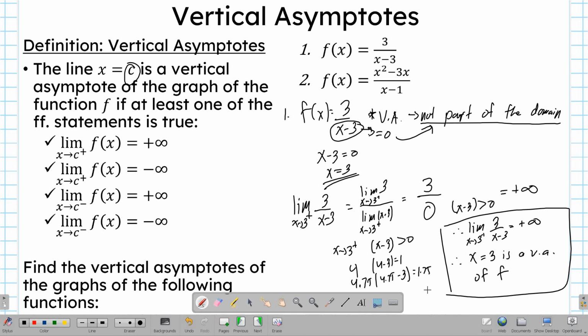Number 2 will be left to you as your own practice to check what will be the vertical asymptote of that function. So that's about infinite limits and vertical asymptotes.